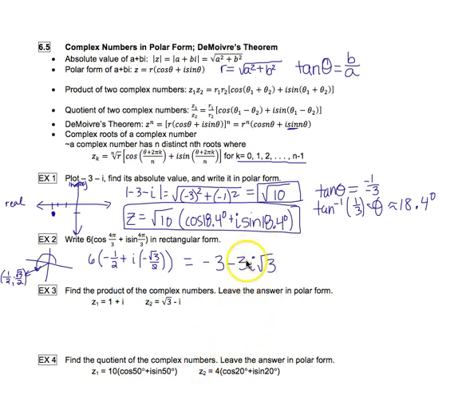Generally, the rule is that we put i's after whole numbers before radicals. So I would probably write it like this. Because of the standard form thing, I would also accept minus 3 radical 3i with the i at the end. So either way. All right, example 3: find the product of the complex numbers, leave the answer in polar form.